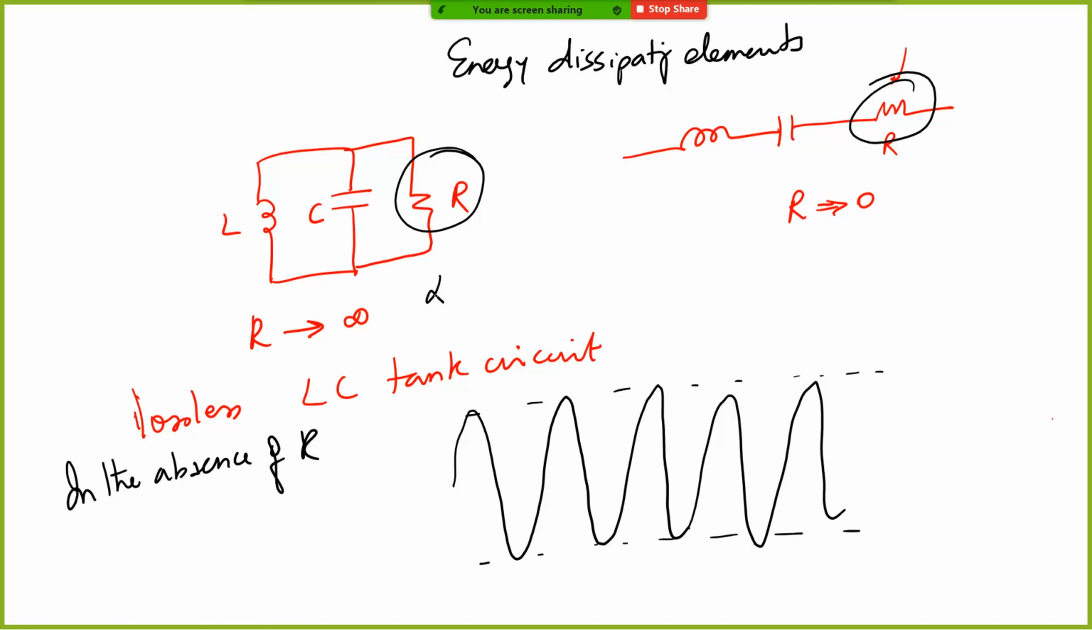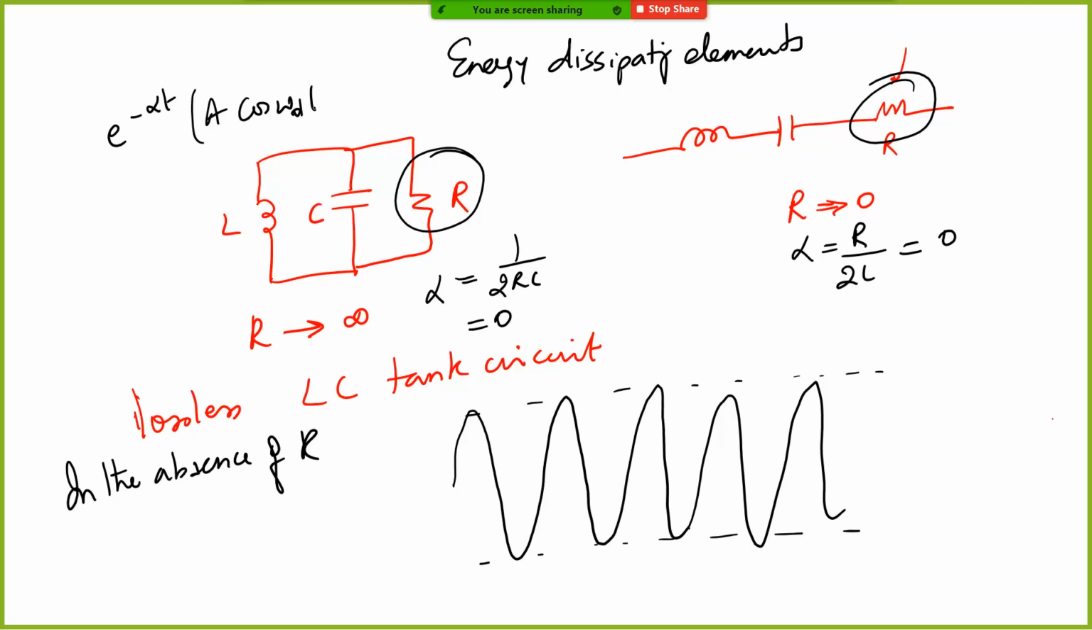Here, if you see, alpha is given by 1 by 2RC. If R goes to infinity, alpha is 0. Here, alpha is R by 2L, so alpha goes to 0. So if you don't have alpha, if you write the expression, it is e to the power minus alpha t times (A cos omega d t plus B sine omega d t). So this term is eliminated, and you will only have sustained oscillations.